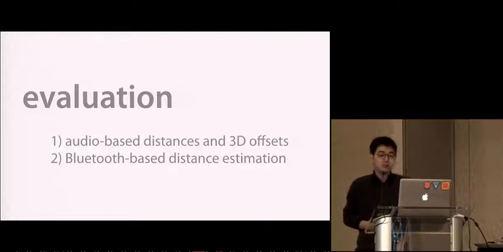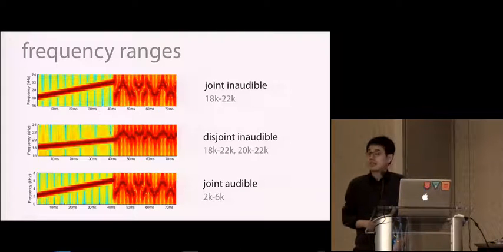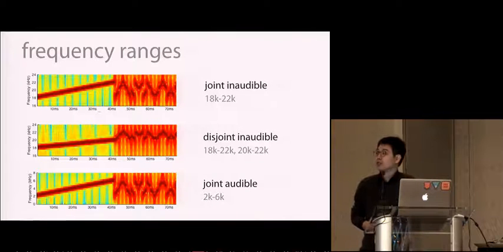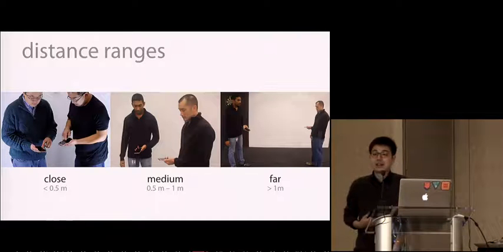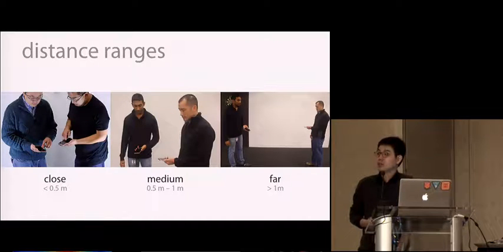We run 2 evaluations to validate the design of Tracko. For the audio test, we test 3 different frequency ranges, 2 in the inaudible range and 1 in the joint audible range. We want to test the audible range because all these speakers and microphones on commodity devices are designed for the audible spectrum. We also test different lengths of the beacons, and different distance ranges: close, medium, and far.